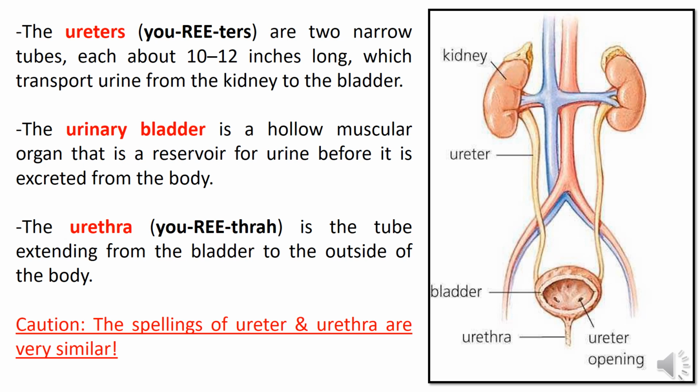The ureters are two narrow tubes, each about 10 to 12 inches long, an inch being 2.5 centimeters, which transport urine from the kidneys to the bladder. The urinary bladder is a hollow muscular organ that's a reservoir for urine before it is excreted from the body. The urethra is the tube extending from the bladder to the outside of the body. The spelling of ureter and urethra are very similar, but their position and anatomy are different.